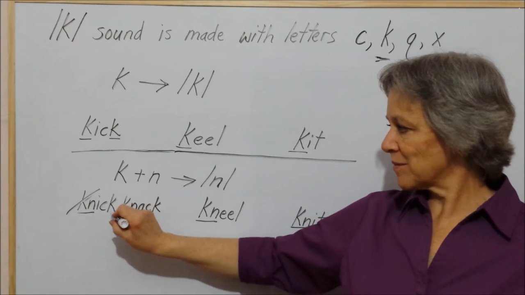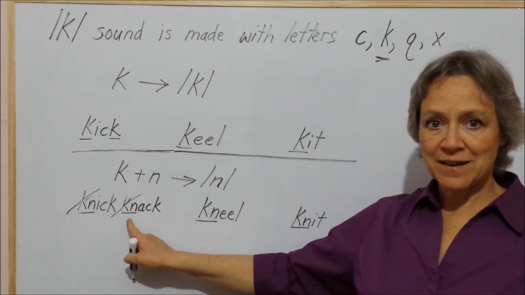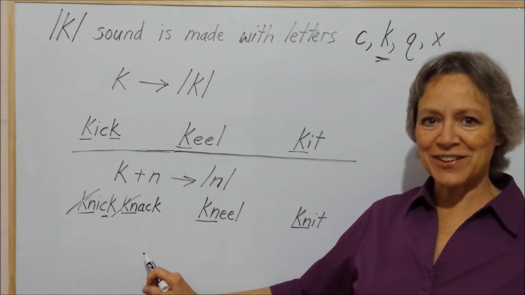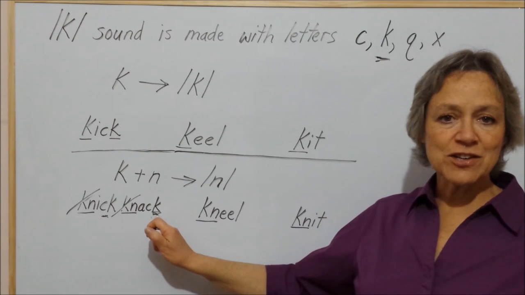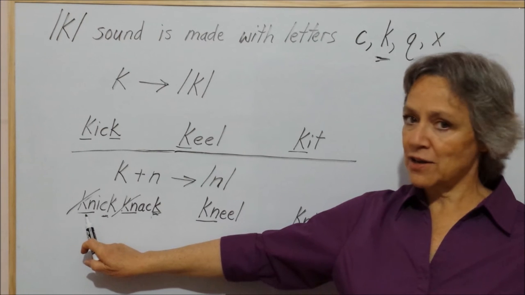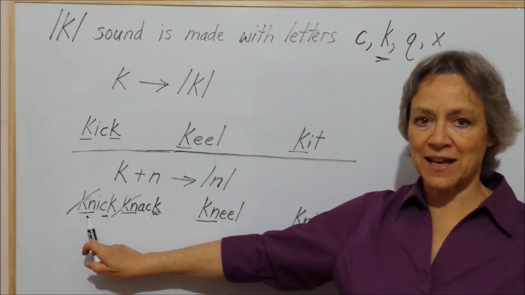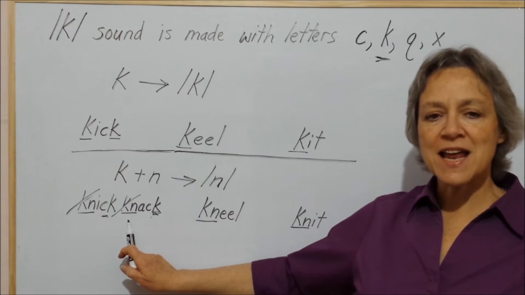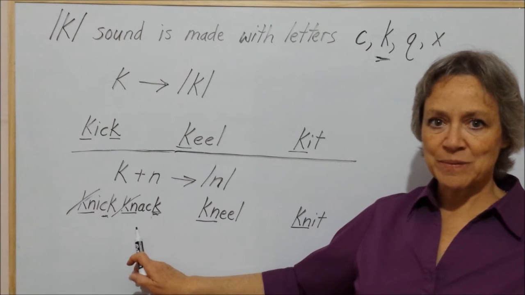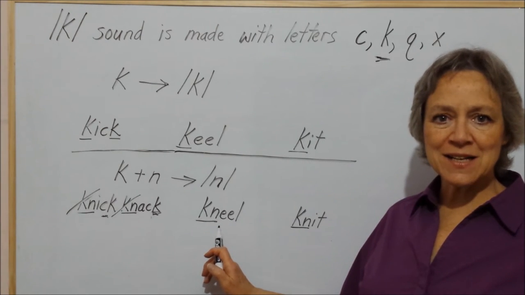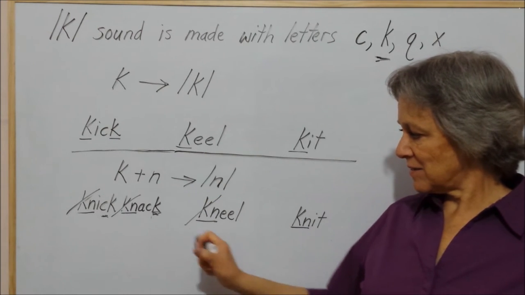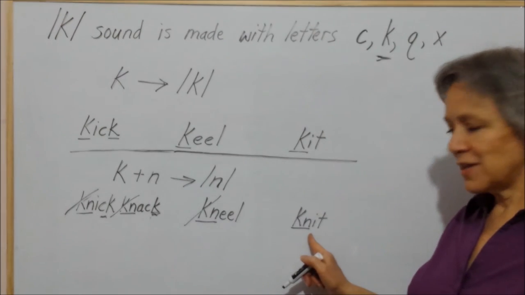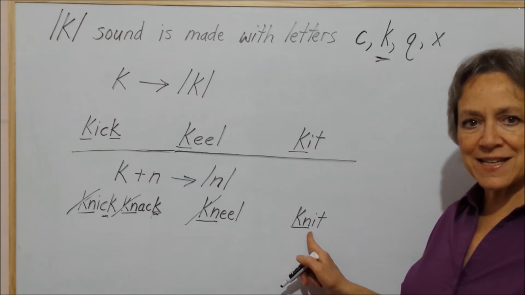This is knick, knack. This K I hear as a K, and this K I hear as a K. But this one I don't hear. It's N, knick. The K is silent. Here I don't hear this. The K is silent. It's knack, knick-knack. In this word, kneel, the K is silent. The sound is N, kneel. And in this word, the K is silent. This is knit.